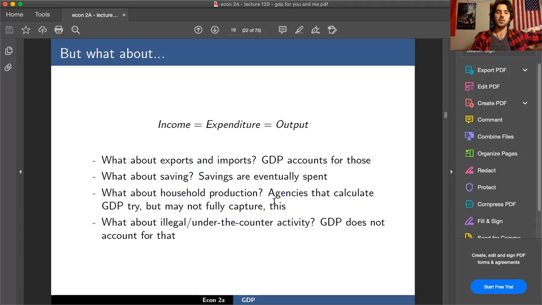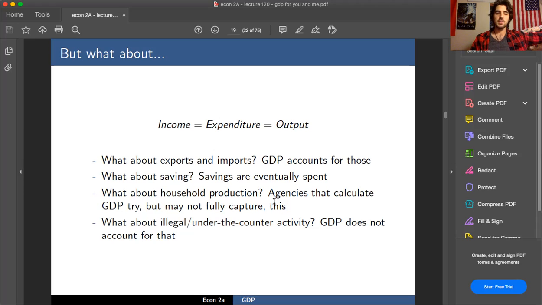What about illegal under the counter activity? GDP doesn't include that because it is illegal under the counter. The government literally cannot see it if it's under the counter or illegal. We call this a black market, which is a fantastic example. We're not going to be able to count that because it's just literally invisible.